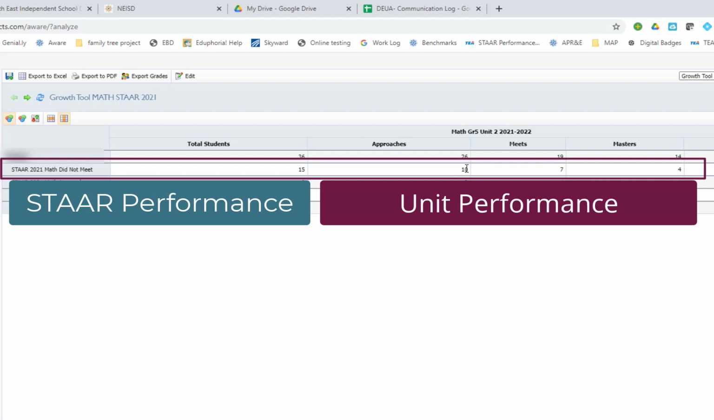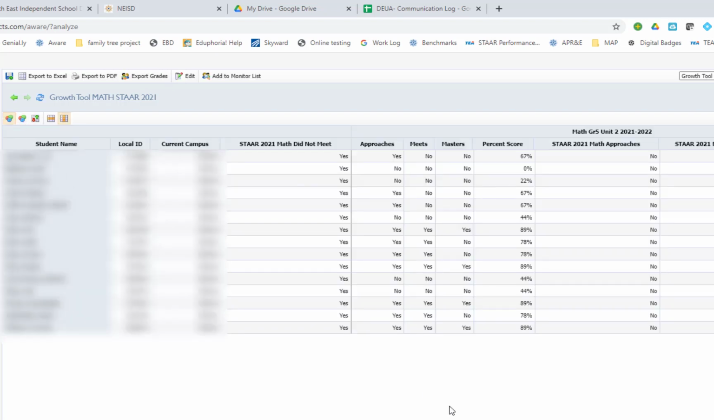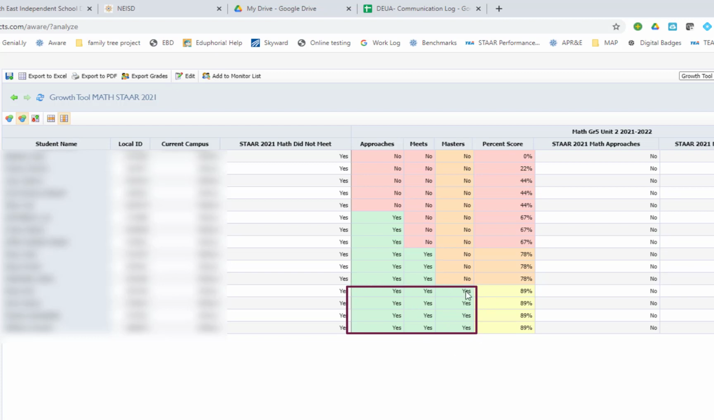Again, huge celebration, and I want to dive a little bit more deeply into those students. I can see that there were 15 students and 10 of them passed, so I can try to figure out who those 5 students are who are still not meeting expectations, again by double clicking on my group, color coding, and then I can sort by their percent score to easily, quickly identify: here are my students who still didn't pass, here are my students who are at approaches, here are my students who are at meets, and here are my holy cow celebration students at masters.